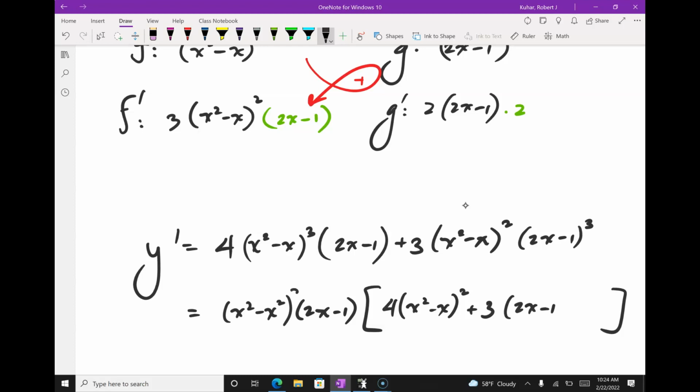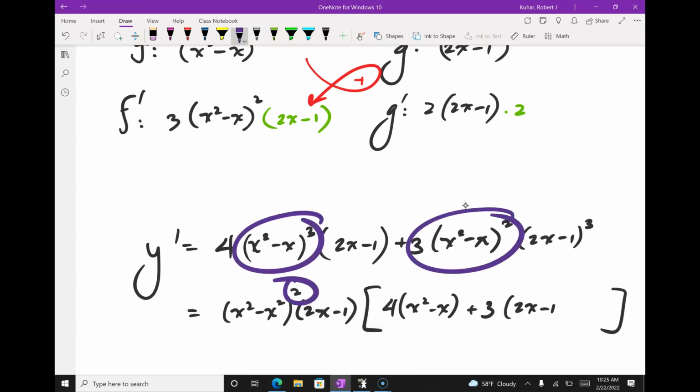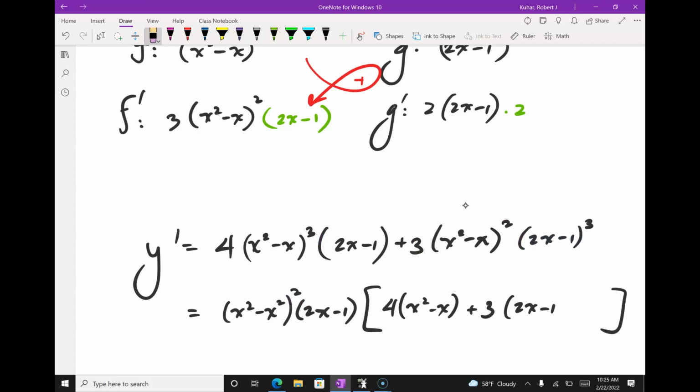Oh, wait, I can take out to the second power, sorry, right? I'm sorry, let me go back. Notice I have a second power here and a third power here, so I can take out a second power, right? Sorry about that. And so now, yes, thank you.